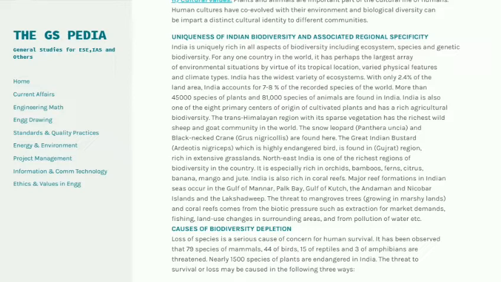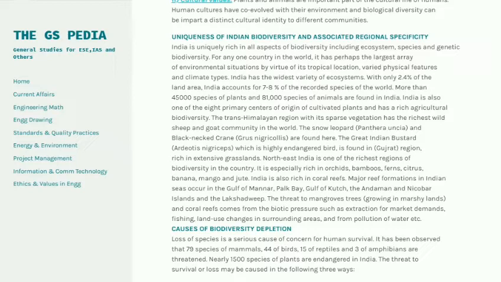More than 45,000 species of plants and 81,000 species of animals are found in India. India is also one of the 8 primary centers of origin of cultivated plants and has a rich agricultural biodiversity.